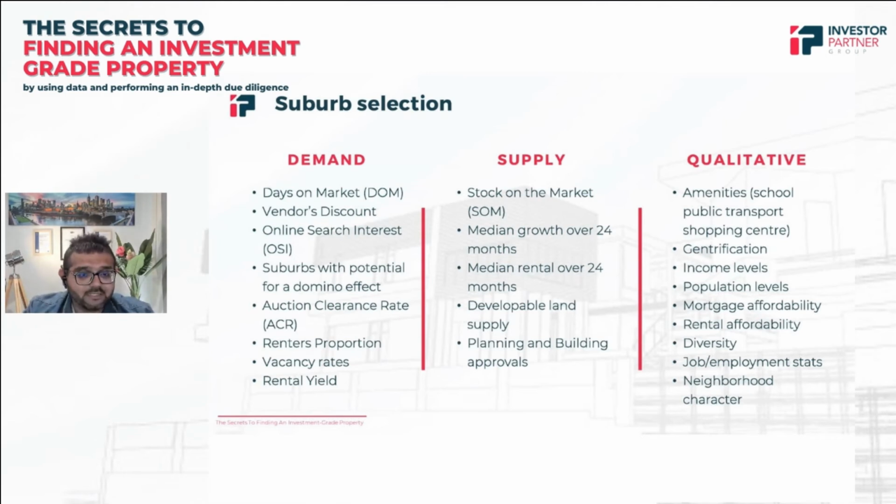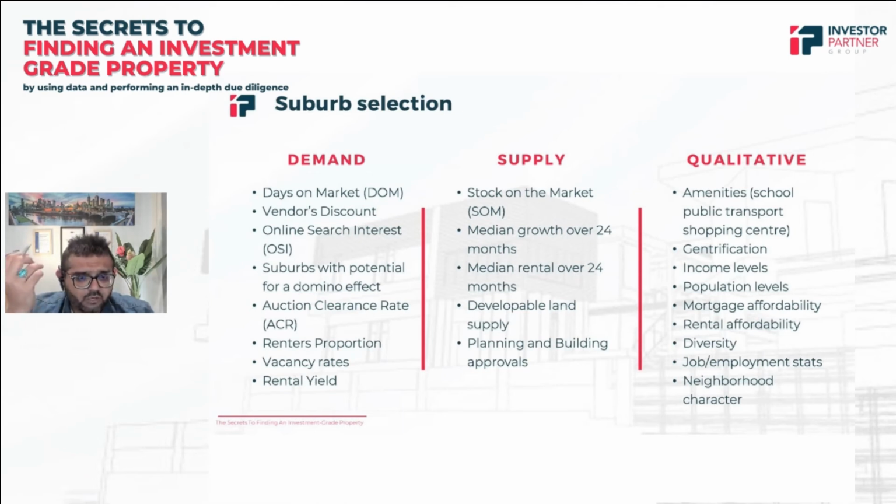Online search interest, OSI, is something you would hear people talk about. OSI is a ratio of the number of people searching online, whether it be on realestate.com or domain.com, for a property in a specific location over the number of properties available for sale in that specific location. Again, it needs to be looked at over 36 months. It can be as low as two people looking for properties, or as high as 3,000 people searching against the number of properties available for sale.